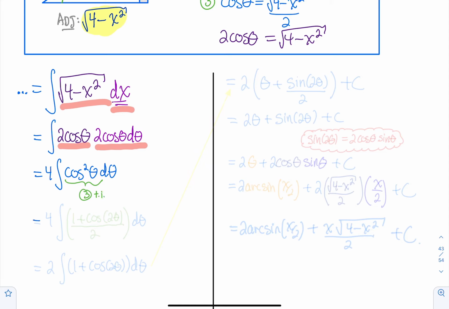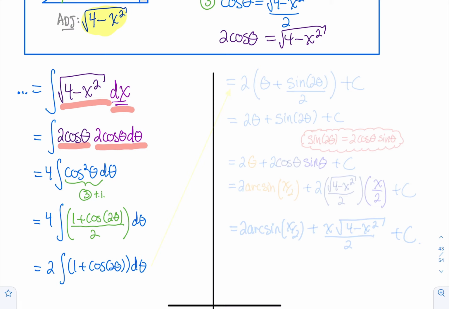So cos squared is going to become 1 plus cos of, the inside of cos is theta, you double it, so you get 2 theta, over 2 d theta. So the power 2 is gone now to a power 1. Now you can take the 2 outside with the 4. 4 over 2 is 2, so you're getting 2 times the integral of 1 plus cos of 2 theta d theta.